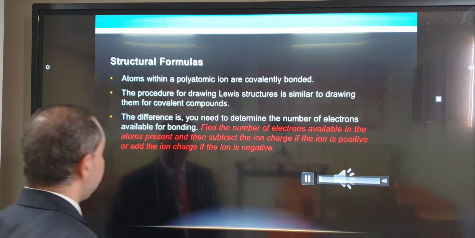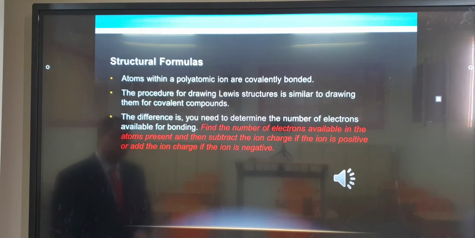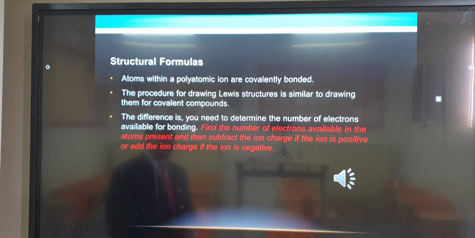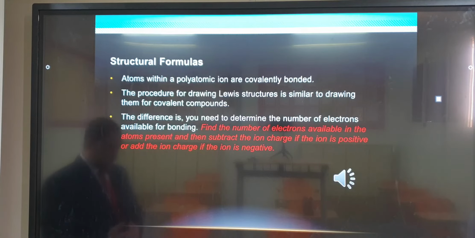Atoms within a polyatomic ion are covalently bonded. The procedure for drawing Lewis structures is similar to drawing them for covalent compounds. The difference is, you need to determine the number of electrons available for bonding. Find the number of electrons available in the atoms present and then subtract the ion charge if the ion is positive, or add the ion charge if the ion is negative.